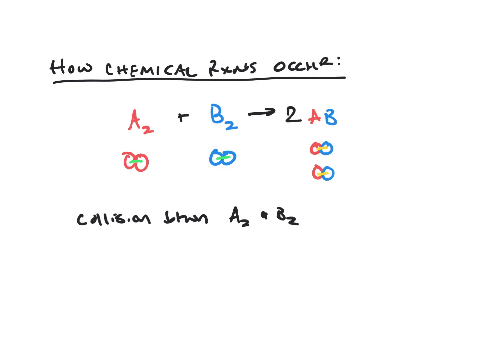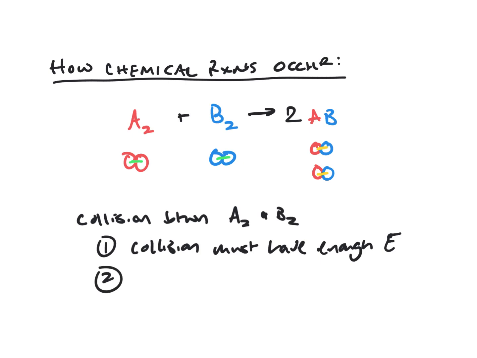There are two conditions that need to be met for this collision in order for a reaction to occur. The first one is that it has to have enough energy, and we'll talk about what we mean by enough energy in a second. And the second one is that the collision has to be in the proper orientation. We're going to talk about each one of those conditions separately. So let's look at the energy condition first.